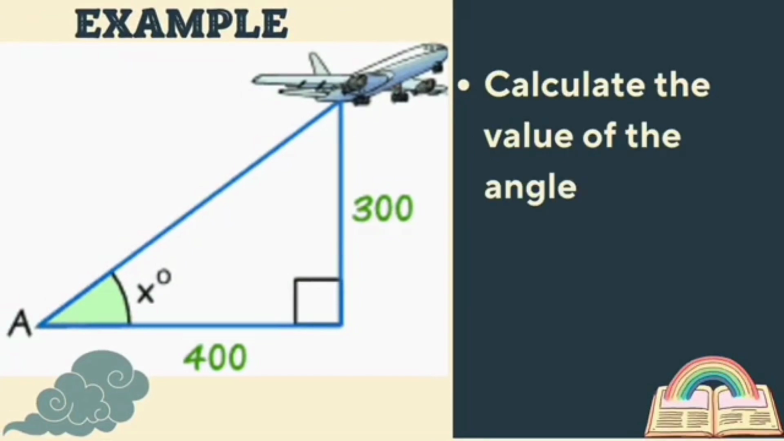In our next example, calculate the value of the angle marked x. Here we have a right-angled triangle with 300 being the opposite of angle x and 400 being the adjacent to angle x. So what do you think we must do to find angle x?